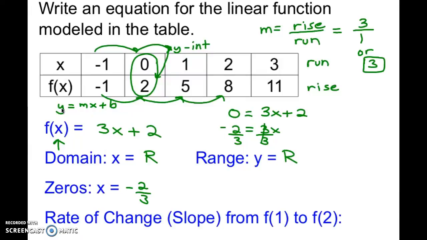Then the last part down here says rate of change. That's the same as slope. So it wants to know your slope from F1 to F2. F1 to F2 is right here. My rise there is from 5 to 8, that's 3. Your run is 1 to 2, that's 1. So it ends up being the same thing that you got for the slope in the equation. And that's always going to be true with a line.